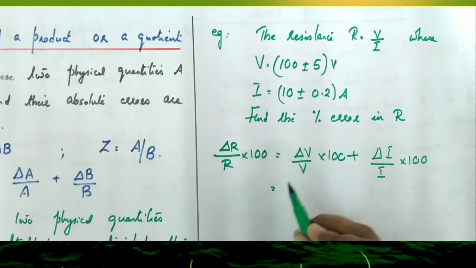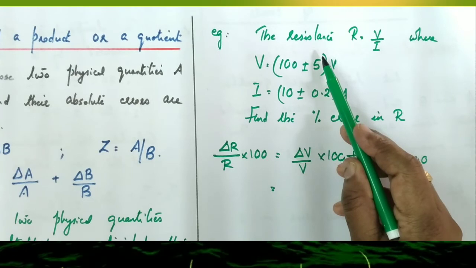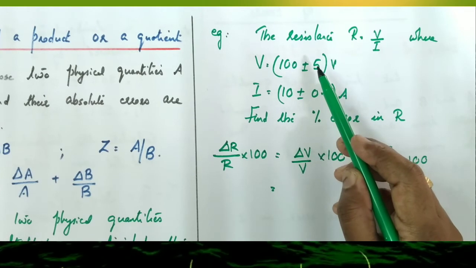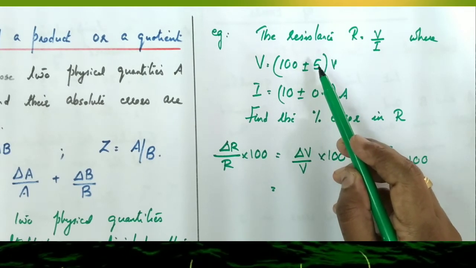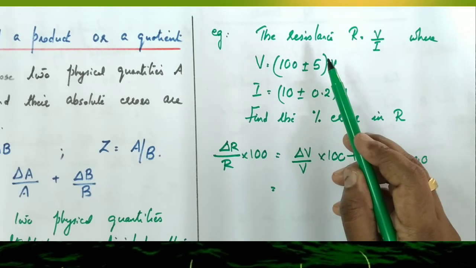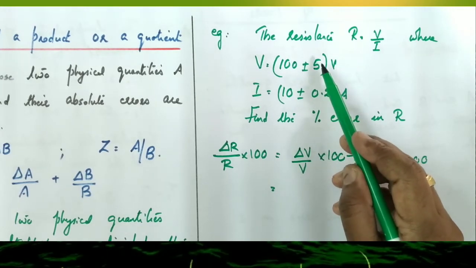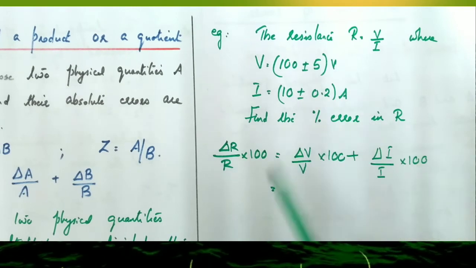Okay. So what is delta V here? 5 is delta V. Any physical quantity can be represented as A plus or minus delta A. So here delta A, or 5, represents what? The absolute error.